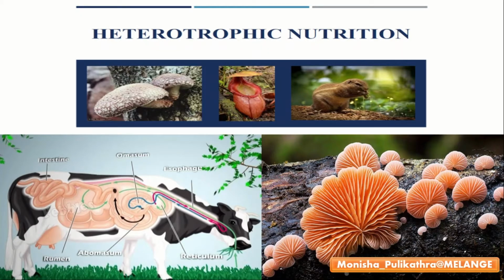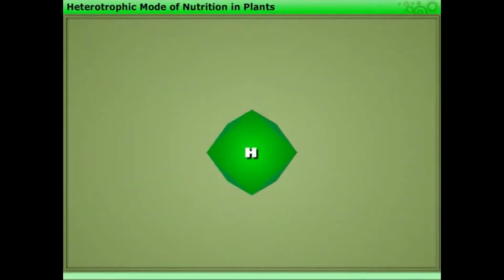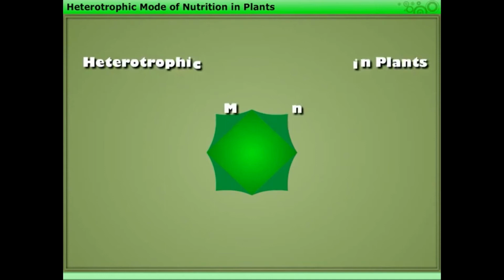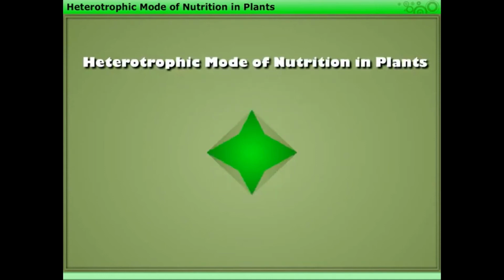Those plants and animals which depend on other animals or plants for the requirement of their food, that type of nutrition is considered as heterotrophic nutrition. So in this session, we are completely going to describe heterotrophic nutrition, about plants and animals, in detail. Let us start the session. Let us know about heterotrophic mode of nutrition in plants.